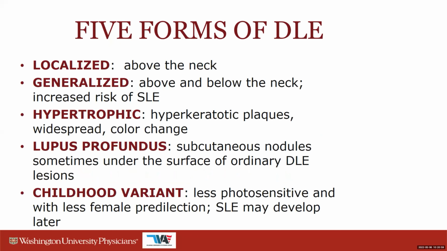There are 5 forms of DLE, and I promise not to read every stinking word of this. As you can see, there's a localized version, which we see a lot of. I don't see much generalized, and I don't see much hypertrophic. I know they exist. I'm aware of it. I have seen lupus profundus. That's rare in my experience. I have never seen childhood variant, but it is notable that the childhood variant of discoid lupus is less about photosensitivity and female predilection. Systemic lupus with the childhood variant may develop later.